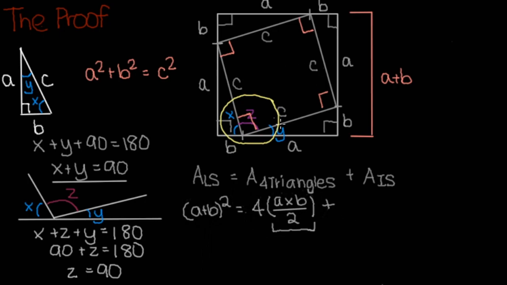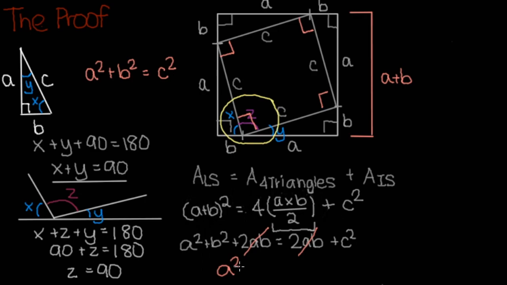Now here's where our proof that this interior shape is a square comes into play. If we didn't know that this was a square for certain, we wouldn't know how to calculate its area. We know its area must be c squared because its side length is c. Now, if we expand the term on the left, we get a squared plus b squared plus 2ab. Expanding the terms on the right gives us 2ab plus c squared. You'll notice that the 2ab terms cancel, and what we're left with is a squared plus b squared equals c squared. And thus we have proved the Pythagorean theorem.